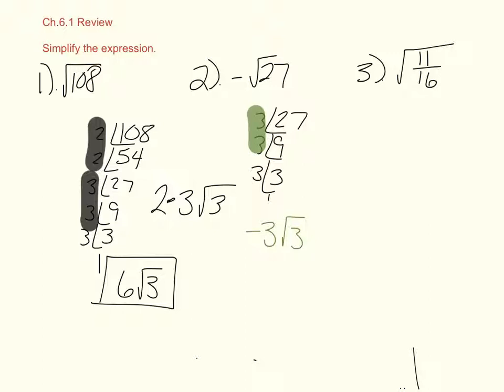Number 3 is a little bit different because we have a number on top and on bottom. So the first thing I'm going to do on number 3 is split it up so that it looks like 2 separate things that I'm taking the square root of. So I have the square root of 11 over the square root of 16. When I go to simplify that, can I break 11 down? No, it's prime. So the square root of 11 is going to stay underneath that radical symbol. What's the square root of 16? 4. So my answer is going to be the square root of 11 over 4.